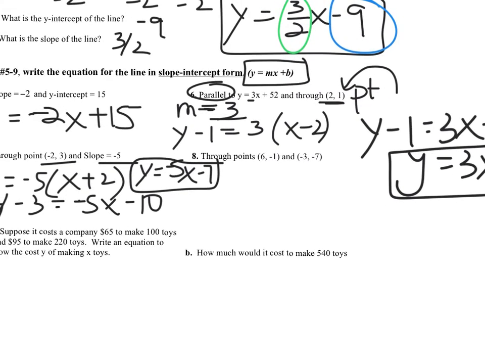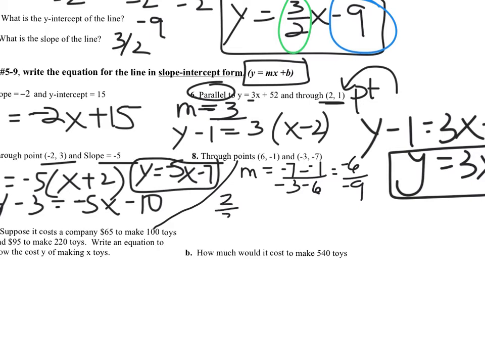Number 8, this time we're given 2 points, and it's a lot like the last 2 problems that we did, but in this case we need to first find the slope. And you can find the slope by doing -7 minus -1 over -3 minus 6. And so up top we get -6, and on the bottom we get -9, and that reduces to 2/3.